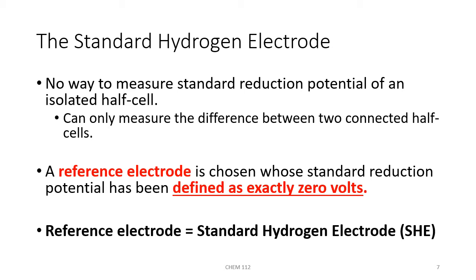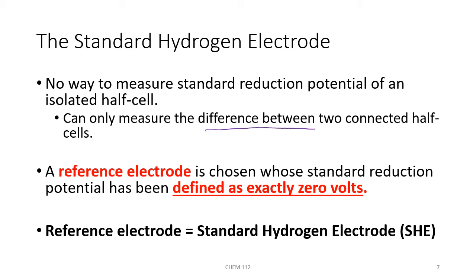All right, so try not to get too lost in this little bit of theory, the background of where the standard reduction potential numbers that we would look up actually come from. There's really no way to measure the standard reduction potential of just one half cell. You always have to have an oxidation and a reduction reaction hooked up together. So we can only measure the difference between two half cells that are connected.